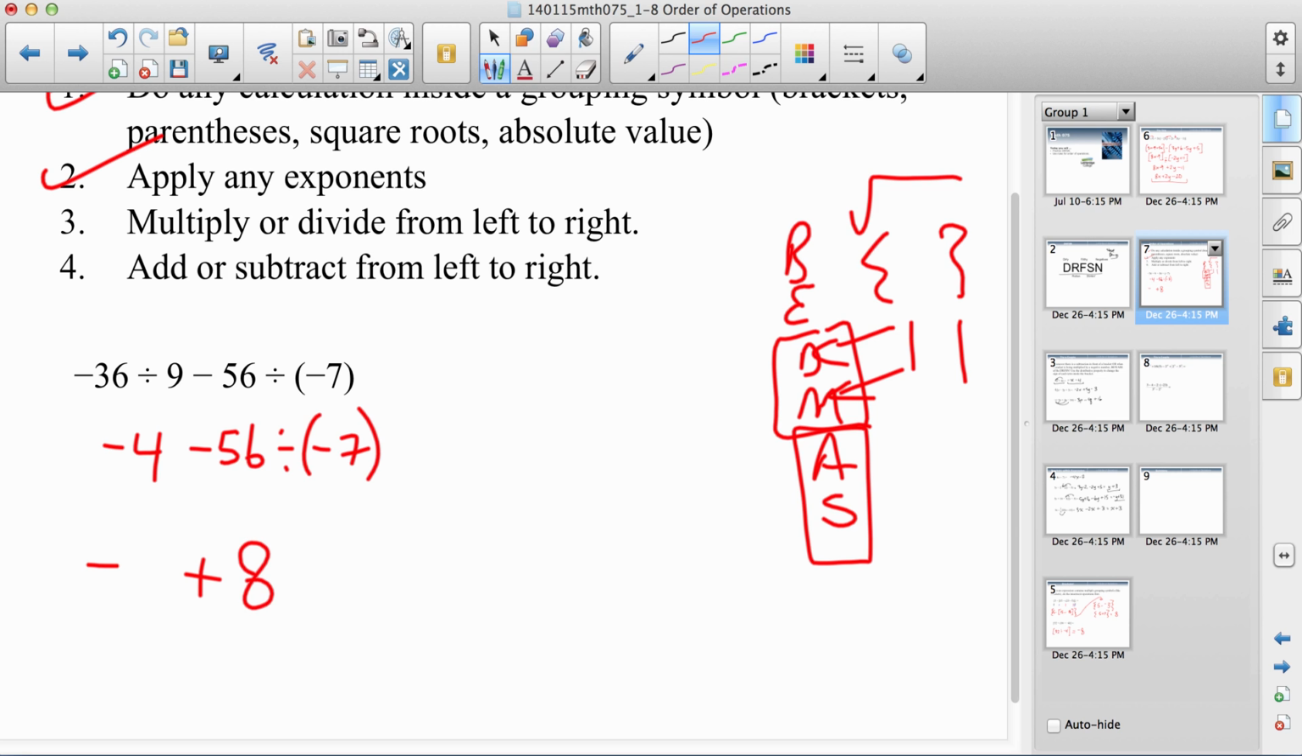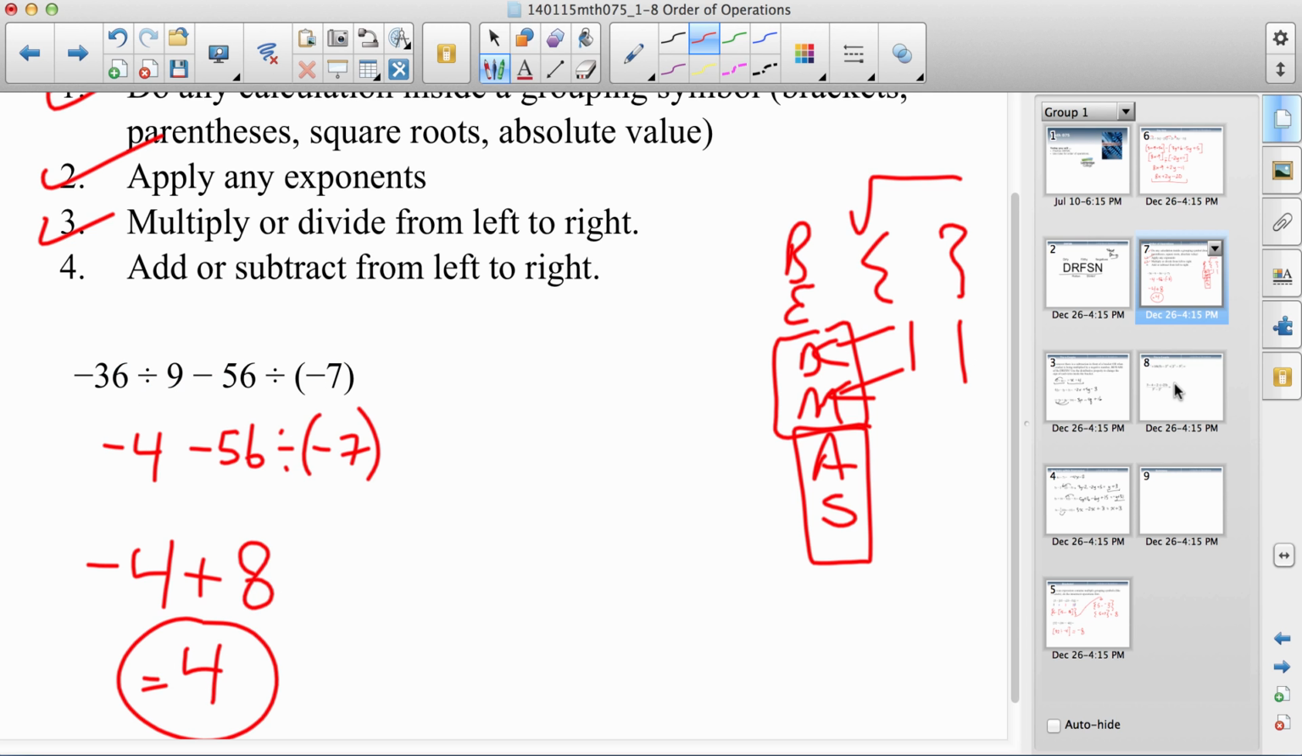And I'll leave my minus 4 out front there. So now I've taken care of any multiplication or division. Now I do add or subtract left to right. I only have one operation left, and so I'm in the hole 4. I gain 8, so I'm going to be up 4. So my answer to this question is positive 4.